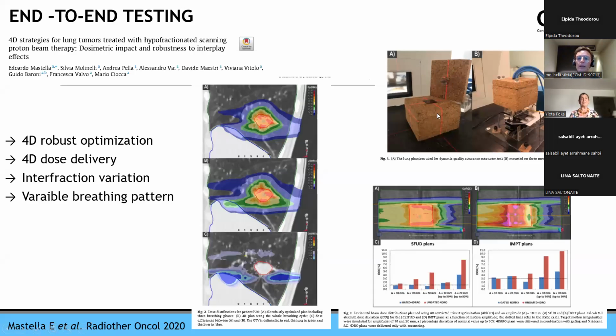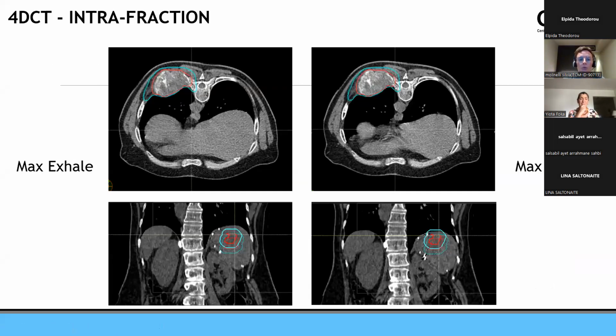And this phantom can move with irregular breathing patterns that can change. We use this to verify that the full system was accurate enough for what concerns the delivery. Now, how do we decide if we need to use motion mitigation techniques?